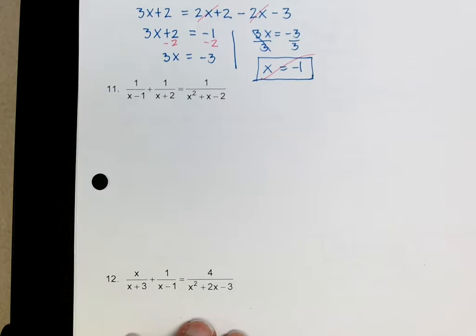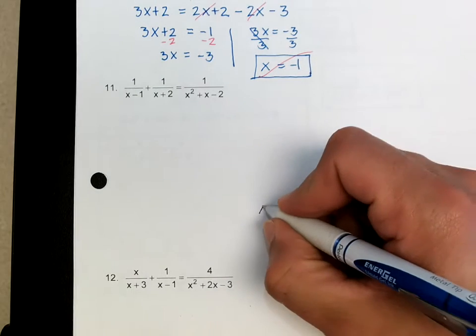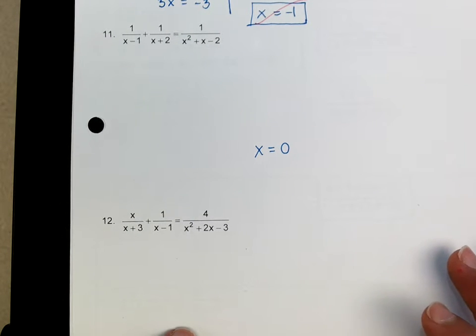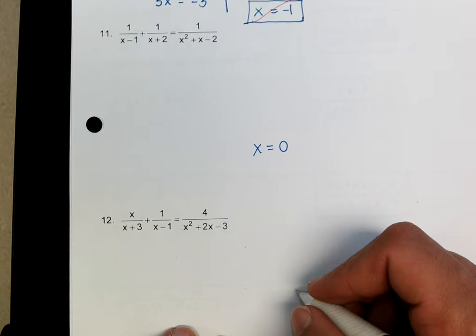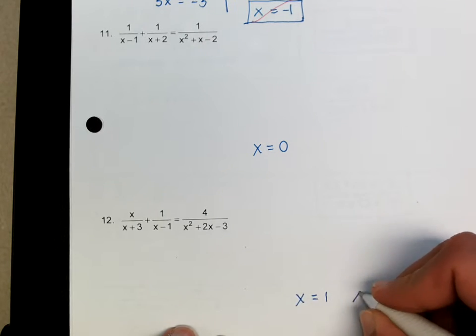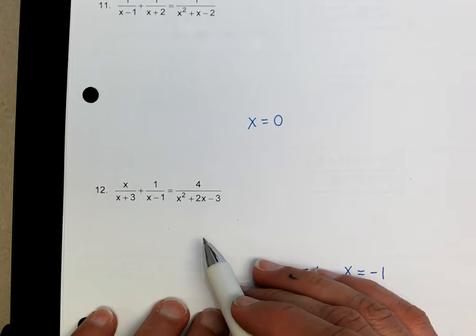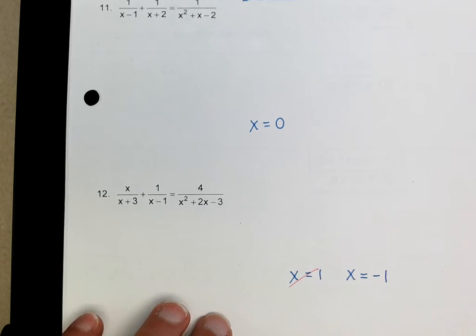Now the next couple of answers, of course, make sure to check your own. I'm going relatively fast through these. Let's see. We have x is equal to 0. And this next one, we would have x is equal to negative 1. Actually, we have x is equal to 1 and x is equal to negative 1. But if you notice, 1 minus 1 is 0, so this one does not work. But you should get both answers.